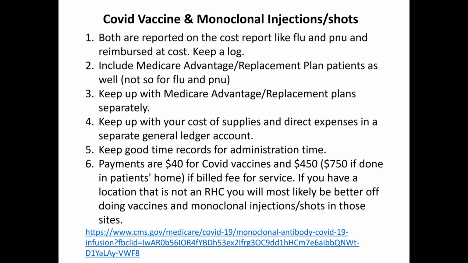You will see that for fee for service, if you are a rural clinic and you bill it fee for service, you would get about $40 for the administration of the shot, and for your monoclonal antibody injections, you get paid about $450 for that. So there's a lot of money that you can get paid. I don't think you're going to get anywhere near $450 for this if you're an independent RHC.